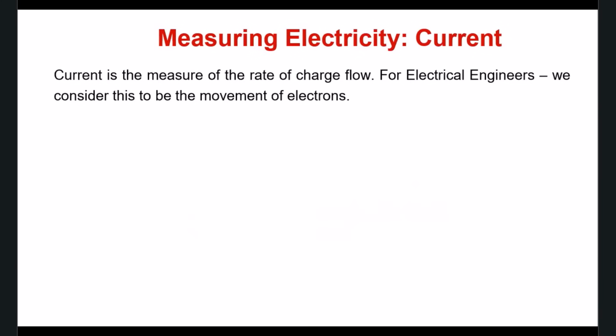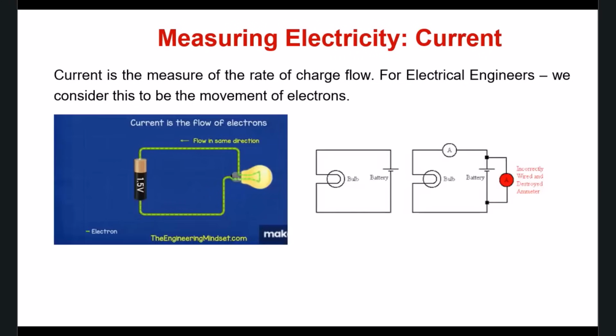Now we'll see how we can measure the current. To measure the current, again we can use a device which is called a multimeter, or we have some specific device which is also called a meter. The current is the measure of the rate of change of flow that we understood from the definition of the current. For electrical engineering, we consider this flow of current is due to the movement of electrons.